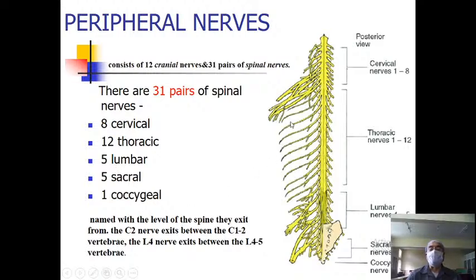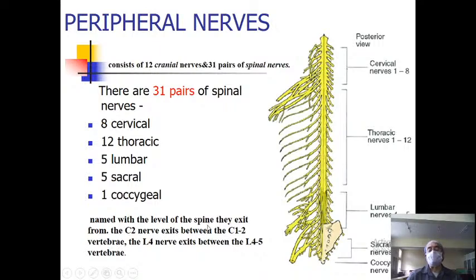And how do you name them? You say C8, C7, C6. How do you know that? Once you say C2, then the C2 nerve root exists between C1 and C2. So C1 and C2 place is where you get this C2 nerve root.